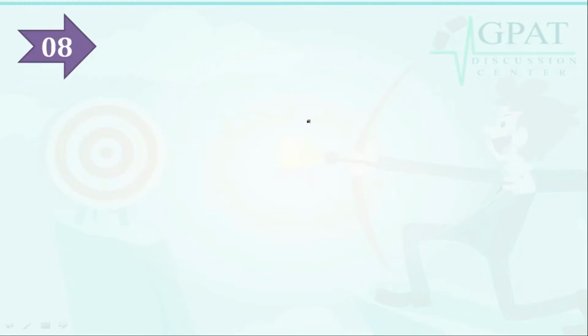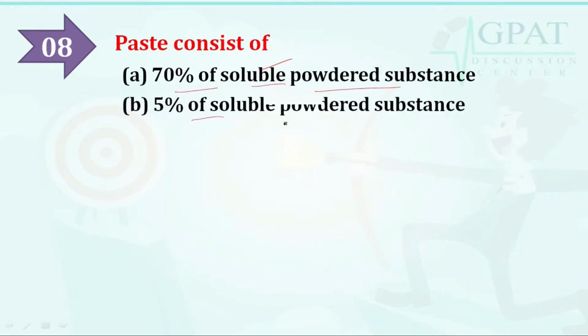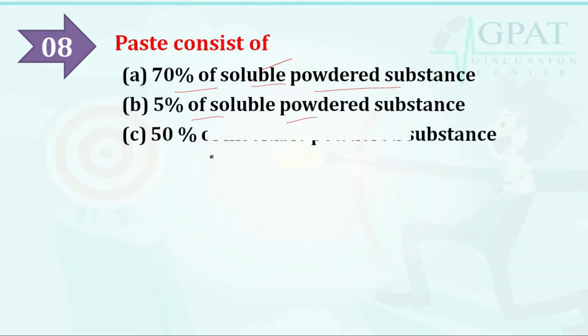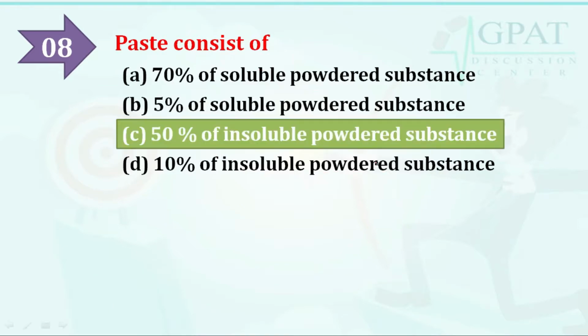Here the next question is: paste consists of option A 70% of soluble powdered substance, option B 50% of soluble powdered substance, option C 50% of insoluble powdered substance, and option D 10% of insoluble powdered substance. So which one does paste consist of? It contains 50% of insoluble powder.